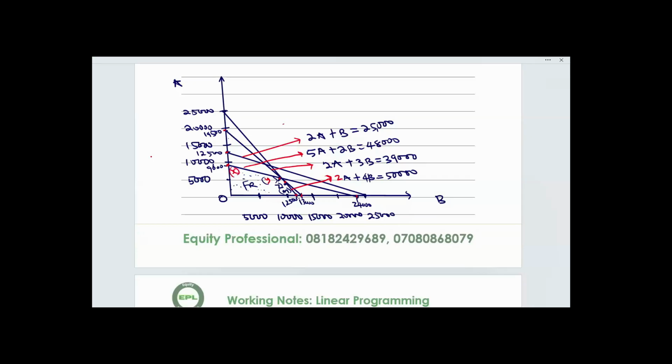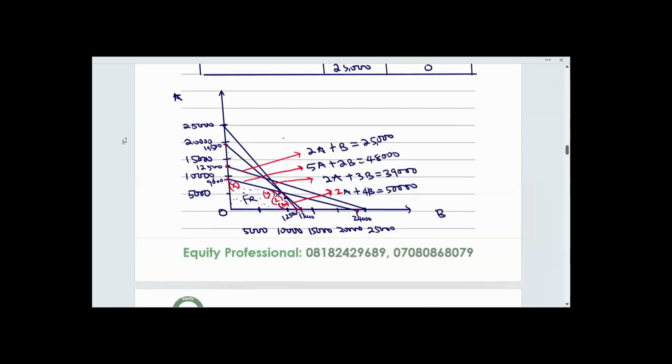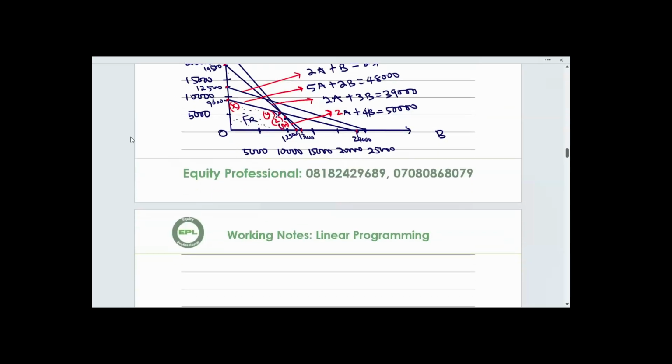X, Y, then Z, M. Let me remove this. Okay, so those are the 4 points of intersection. So at this point, you need to get value for X, Y, Z, and M. So you need to get value for A and B at each point of intersection.